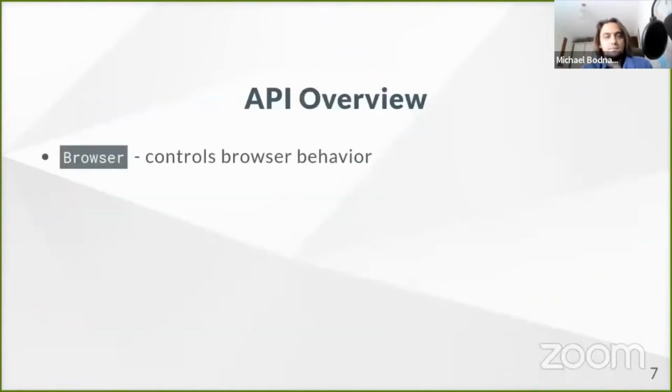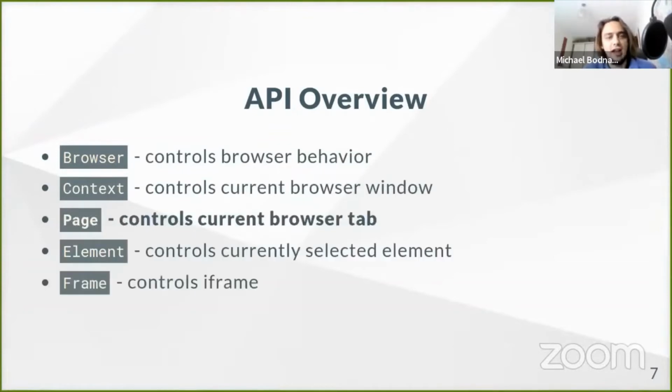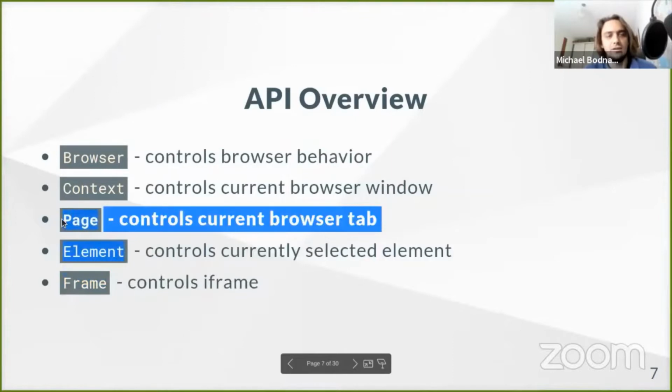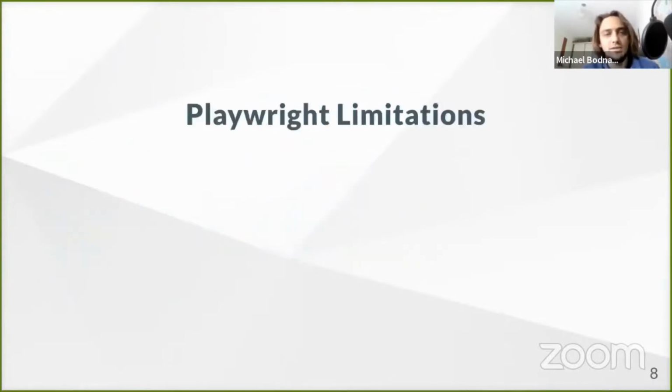So Playwright provides an API with browser, context, page, element, frame, and so on. So yeah, you have control of all of them, unlike Cypress.io, which doesn't provide you control for anything except page or element, because Cypress fails on working with iframes, while Playwright provides everything for you out of the box.